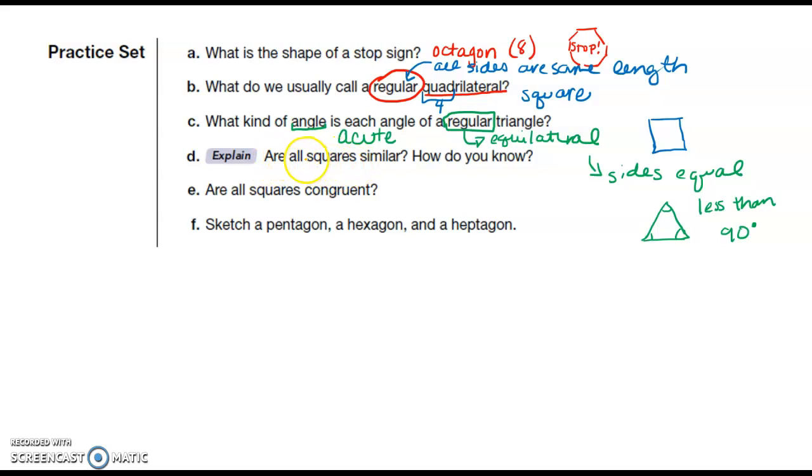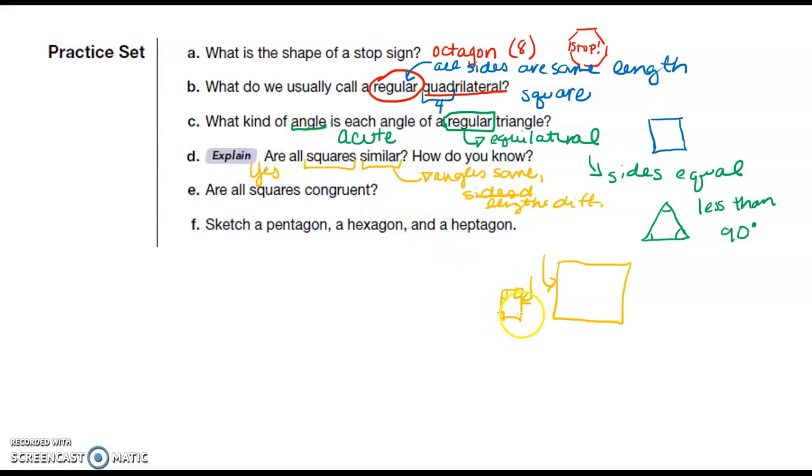Are all squares similar? How do you know? Now remember from the first page, similar means the angles are the same, but the side lengths are different. So if I have this square, and then I have this square, my angles are the same, right? But this has shorter side lengths than this one. So the answer is yes, because they all have the same angles. That's how you know.